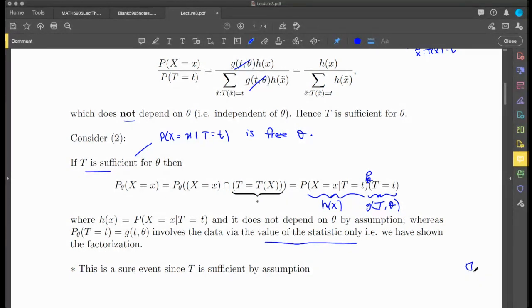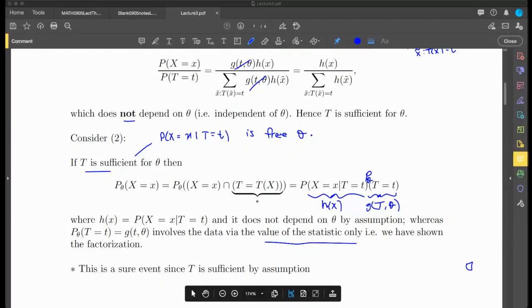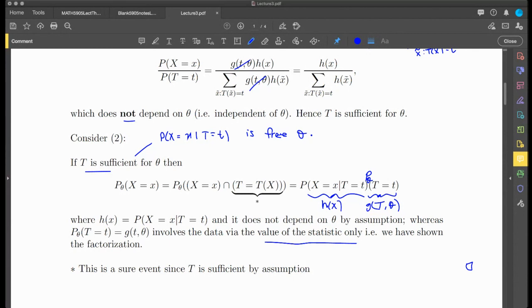Any questions on that second proof there? Okay.